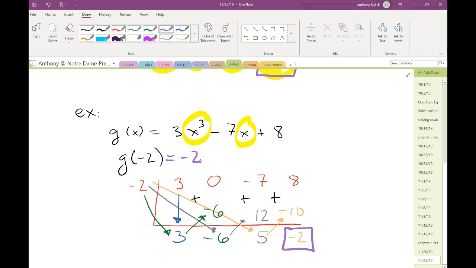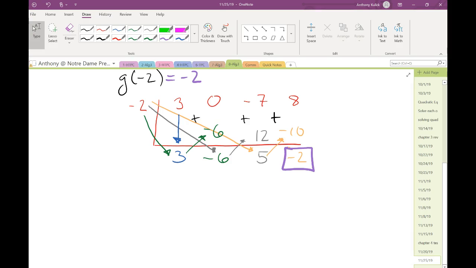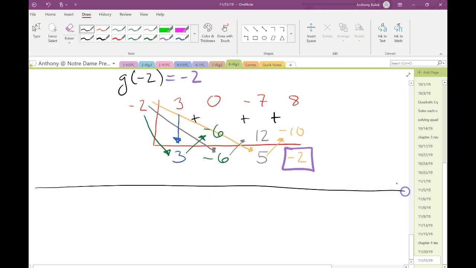Is that common? No, right? You wouldn't expect to get the same thing that you plugged in to come out. That's just like a happy accident here. What do you guys think about this synthetic substitution? It's not too bad, right? All you have to do is do a little multiplication and addition and be able to set the thing up, and then it's not too bad. Just got to remember that little procedure, but it's not too bad of a procedure, right? Okay.